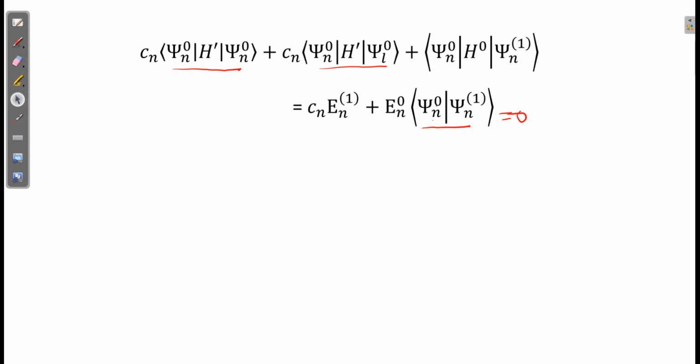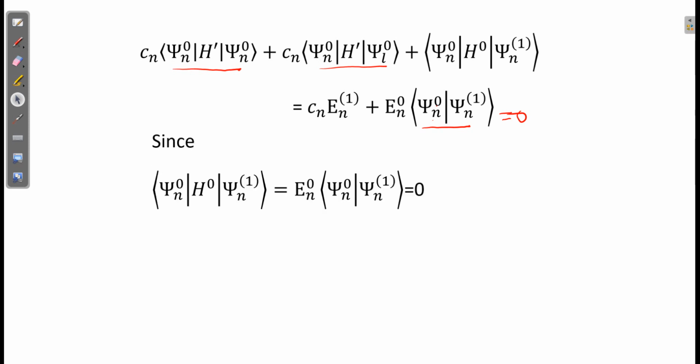And psi n naught, H naught, psi n1. This term can be written as En naught, psi n1, by the Schrodinger time independent formula. Since this term and this term are different, their bracket notation will be 0.